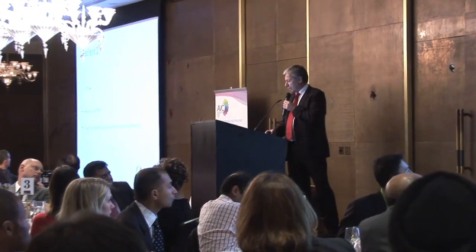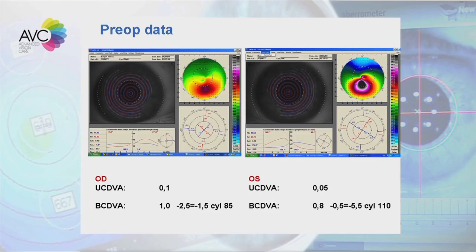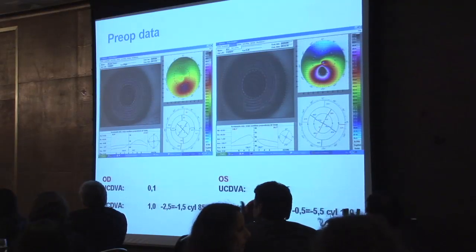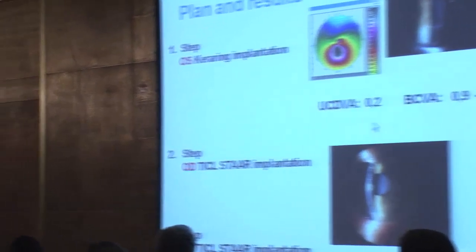Then the second patient is a 37 years old male, keratoconus in both eyes. He doesn't tolerate contact lenses any more. So this was his pre-op data. OD, the visual acuity 0.1 uncorrected, 1 with -2.5, -1.5 cylinder. And the left eye 0.05 and best corrected 0.8 with 5.5 cylinder.